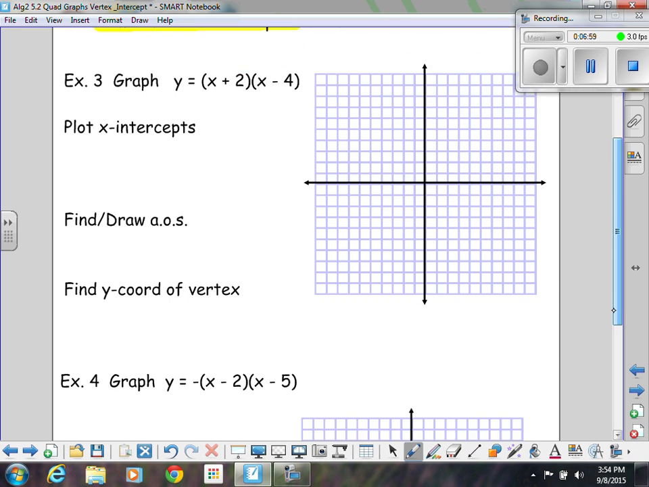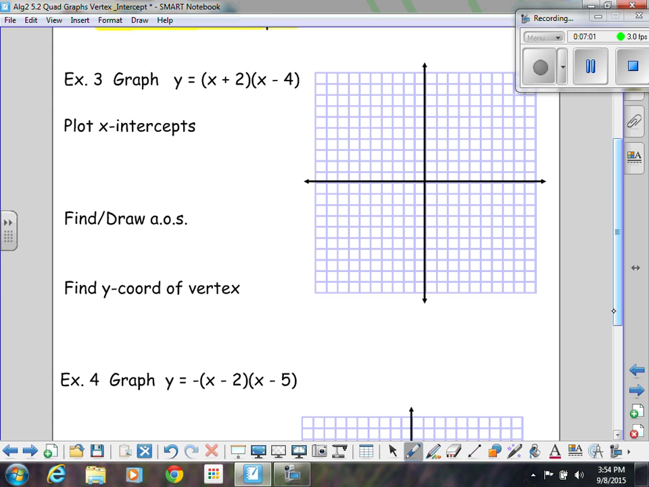In this first example, my a is not written, but it's understood to be 1. Since it's positive, our parabola is going to open up. And our p and q, remember, are the opposite of what's inside the parentheses. My p is the opposite of that +2, so that's -2. And my q is the opposite of the -4, so that's +4. Those are the numbers I'm going to put on my x-axis.